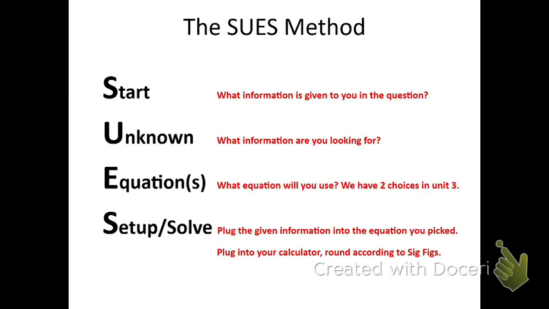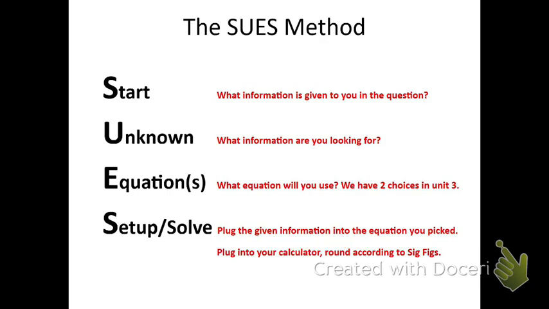Whenever we are going through each of these equations, these waves problems, I like to use the SUE method, which is pretty similar to the SUCS method. You write down your starting value, you write down the unknown unit you're looking for, and instead of picking out a conversion factor, you are picking out the equation or equations that you need to use. And then finally, we set up and solve by plugging the information into our calculators and then rounding to sig figs.